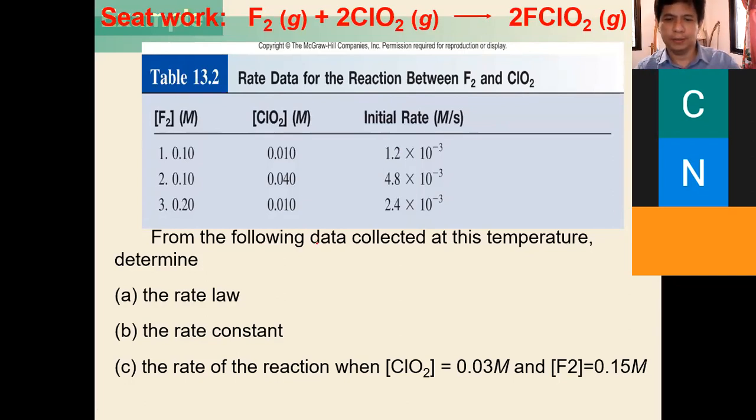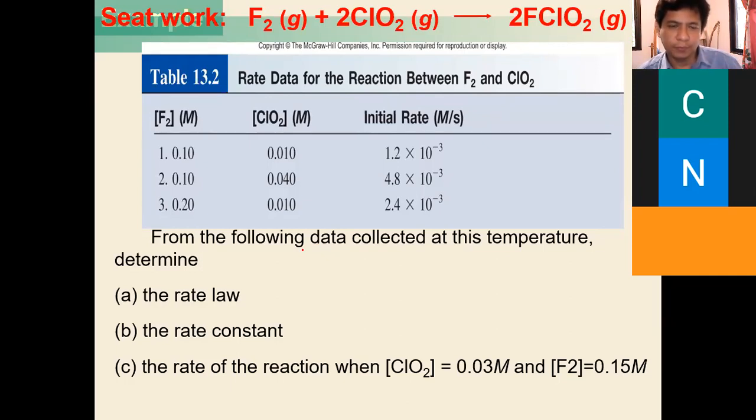Ito na rin pala yung kanina. Well, actually, hanggang rate law lang yung na-solve ko dito, hanggang letter A lang. So yung letter B, you still need to determine the rate constant. So this will be your exercise. Although na-solve ko yung letter A, try to solve letter B and letter C. So always use experiment number 1 para pare-parehas tayo. Tapos input your answer sa Blackboard.